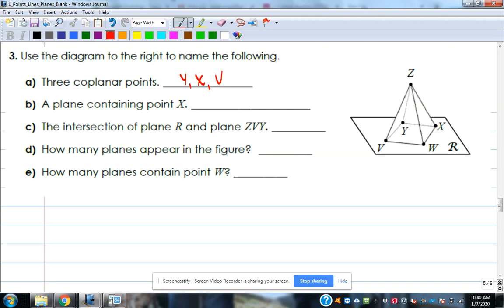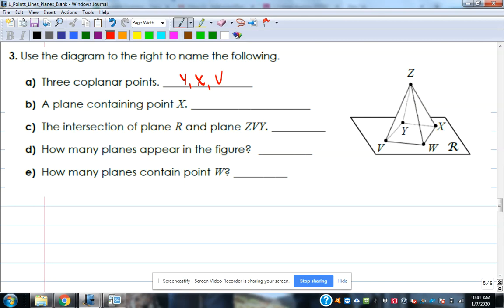You could do Z, W, and X for this side over here. That's a plane. You could do V, W, and Z for this side. You could even do W, X, and Y, they're all on plane R. A lot of options for that. So there's still a lot of correct answers that you could do for coplanar points.